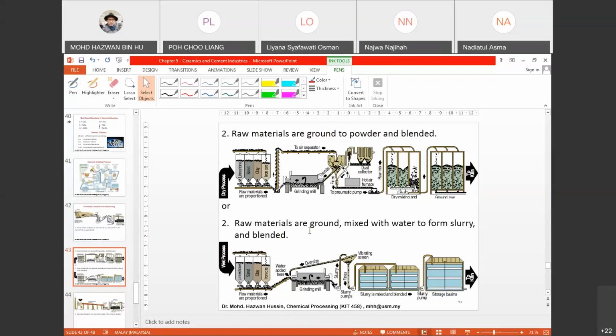Or the raw materials will be ground and mixed with water to form slurry and blended. So in this case, you have two types: a dry process and a wet process. The wet process mixes all the ingredients, making it wet. After that, this mixture will harden and be crushed, but first the slurry mixture will be mixed and also blended.